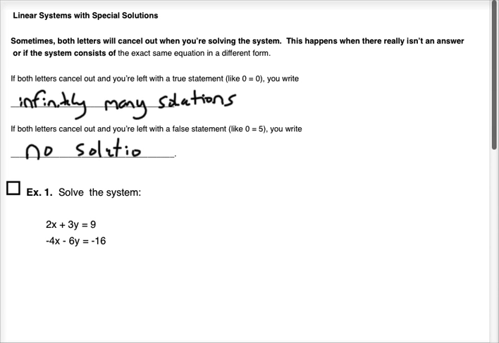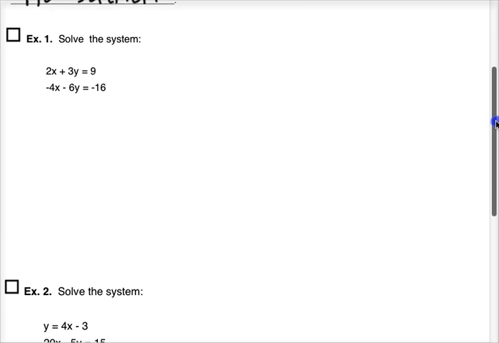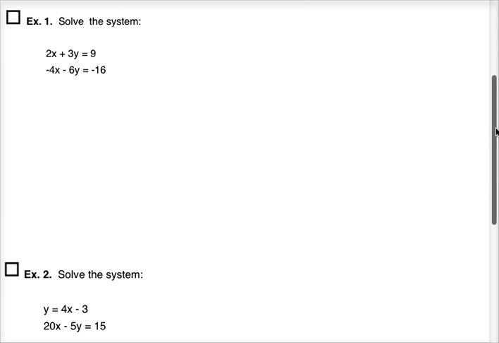You've come across this before, back when we were solving just normal equations. So this really shouldn't surprise you that this can also come up in systems of equations. You even saw it when you were graphing. So let's really quickly take a look at what this looks like. So for this system, 2x plus 3y equals 9. Negative 4x minus 6y equals negative 16.